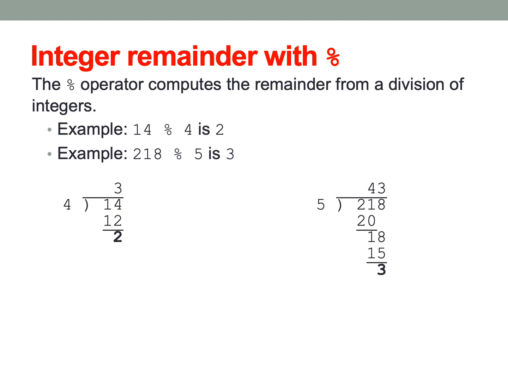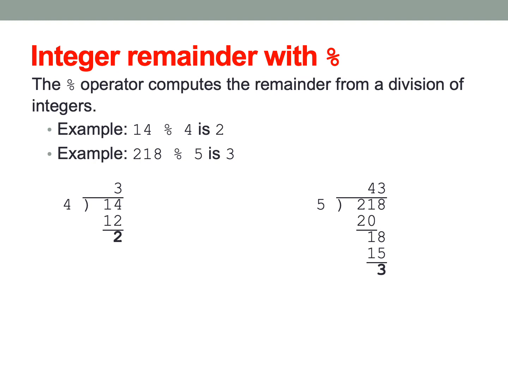So we have looked at division. Now let's look at remainder with the modulus sign. A modulus or remainder computes the remainder from a division of integers. For example, if we have 14 modulus 4, it will give us 2. But if we do 14 divided by 4, it will give us the value 3. So the value that we get depends on whether we want the division value or the modulus, where modulus is the remainder of it.